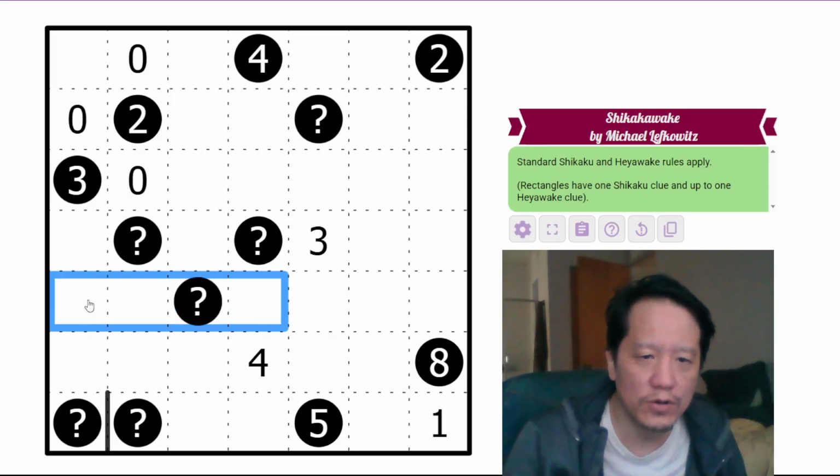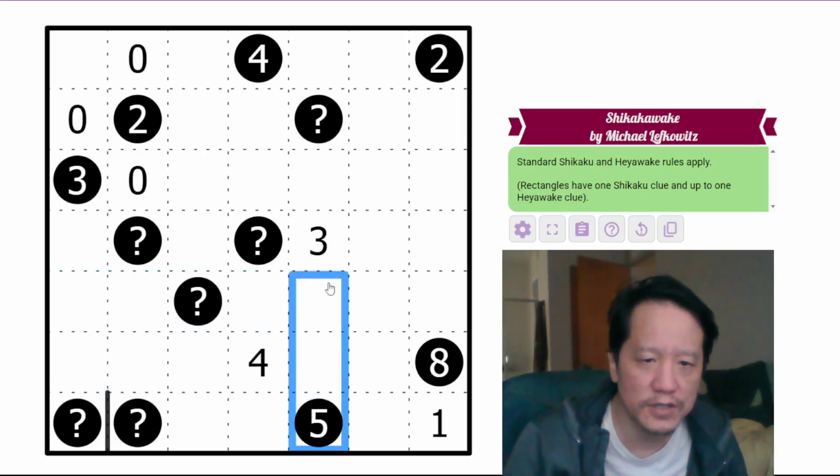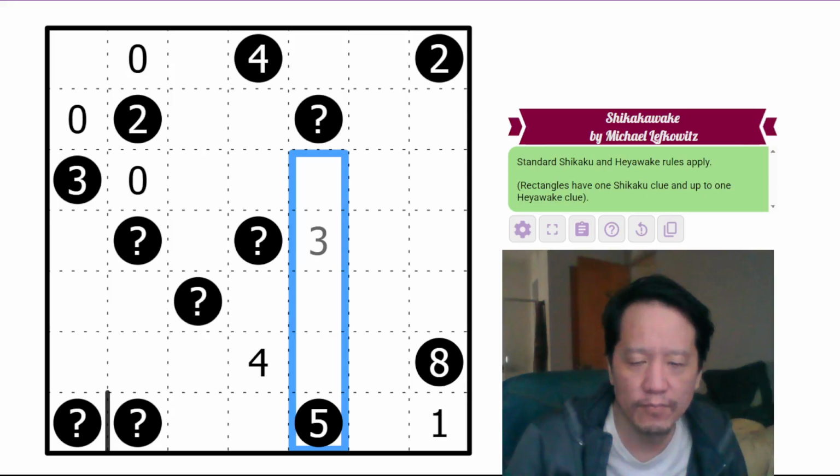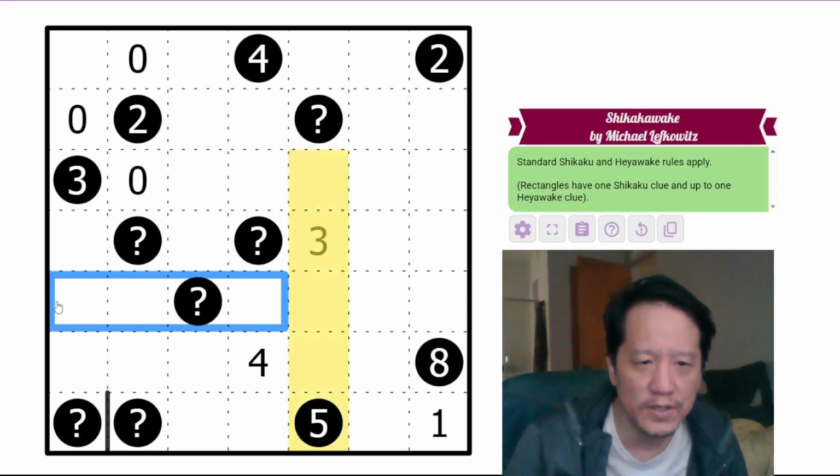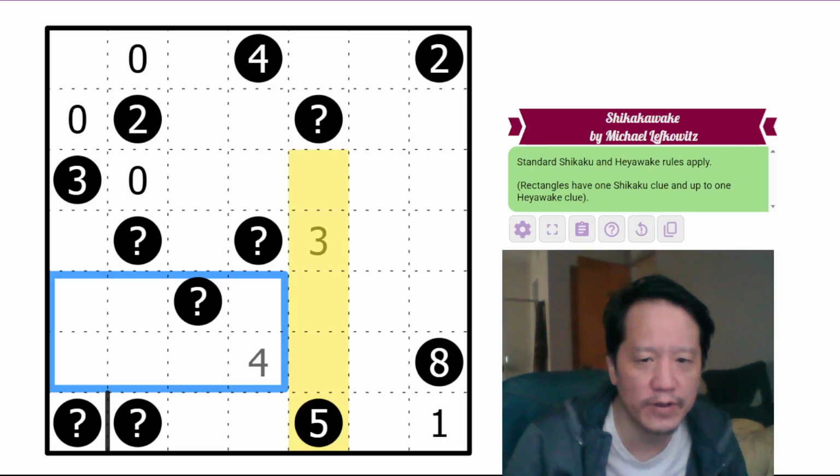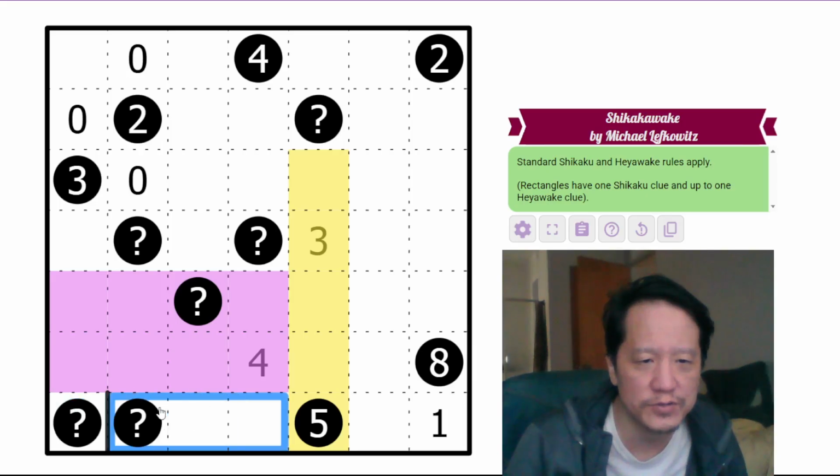So if it were 8, so say this was 5 going that way. If we had 5 going this way, this would have to be 8 going that way. So then this would be 1, this would be 3.